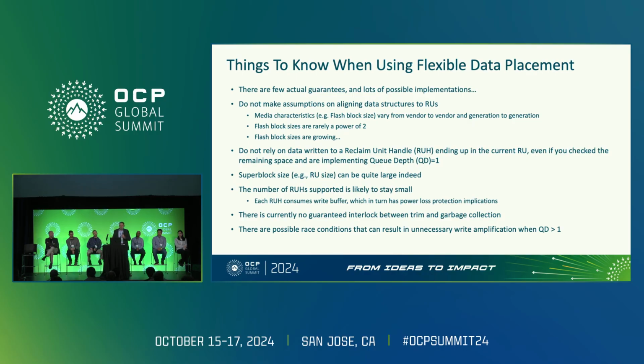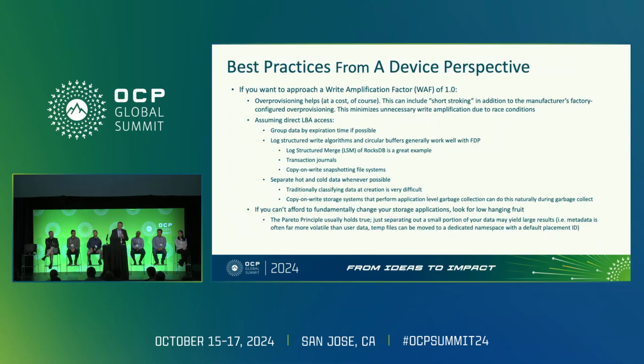No guarantees between interlock on trim and garbage collection. There are some race conditions that exist there. And there are also other race conditions that can happen if you're running deeper queue depths for higher I/O, which I'm not going to go into. So with all this in mind, what are the things that really map well to flexible data placement?